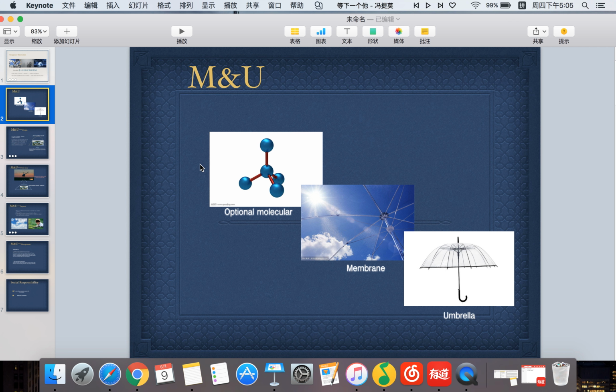So today, I will introduce my company called M&U, which means molecular umbrella. It is actually a molecularly selective membrane modeled on an umbrella. This is a membrane that can only receive greenhouse gases such as carbon dioxide and sulfur dioxide. In other words, this umbrella can accept gases that are harmful to the environment.